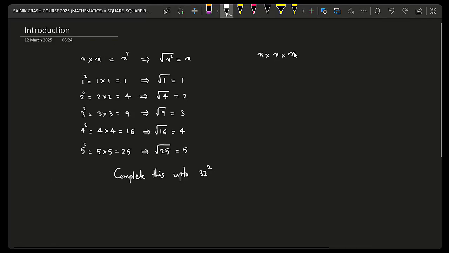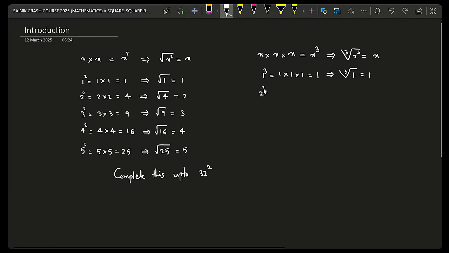Whenever any number like x is multiplied 3 times, then we call the product as cube of it. That is x to the power 3, or simply we call x cube. When you transpose cube to the other side, we can write cube root of x. Cube root of x cube will be x. Now we'll take 1 cube. 1 cube means 1 multiplied 3 times. 1 into 1 into 1 will be 1. So transpose cube to the other side, you get cube root of 1 will be 1.